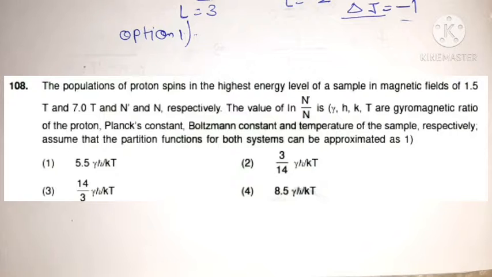See, it says the populations of proton spins in the highest energy level of a sample in a magnetic field of 1.5 Tesla and 7.0 Tesla are n dash and n respectively. The value of ln n dash over n is, where gamma, h, k and T are the gyromagnetic ratio of the proton, Planck's constant, Boltzmann constant and temperature of the sample respectively, and assume that the partition function for both systems can be approximated as 1. So friends, here you must find the value of ln n dash over n. And this question is coming for 4 marks.